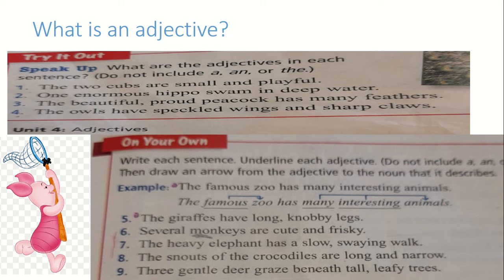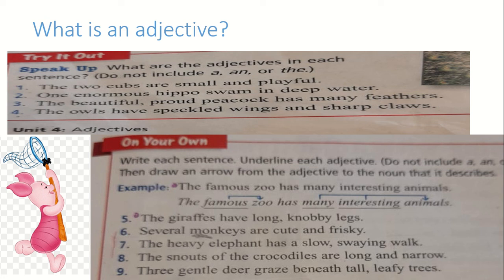Write each sentence and you will underline each adjective. Then you will draw an arrow from the adjective to the noun that it describes. Pay attention to the example. The famous zoo has many interesting animals. The word famous is the adjective, so you will underline the adjective. And it's describing the zoo. Okay? Many and interesting tell us how many and what kind. Okay?